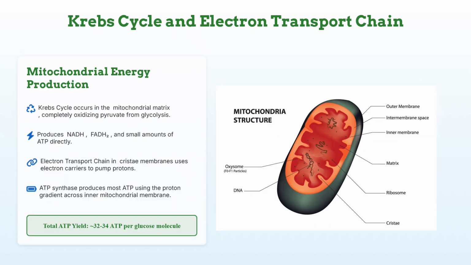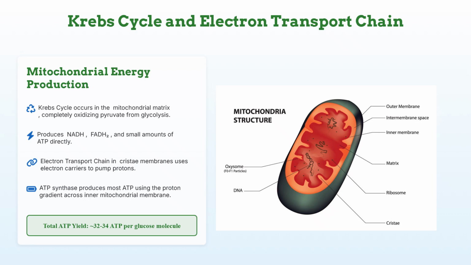The Krebs cycle occurs in the mitochondrial matrix, where pyruvate from glycolysis is completely oxidized to carbon dioxide. This cyclical process produces NADH and FADH2 electron carriers, along with small amounts of ATP directly. The real energy harvest occurs in the electron transport chain, located in the inner mitochondrial membrane's cristae.